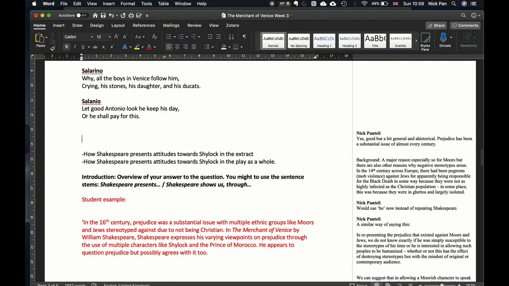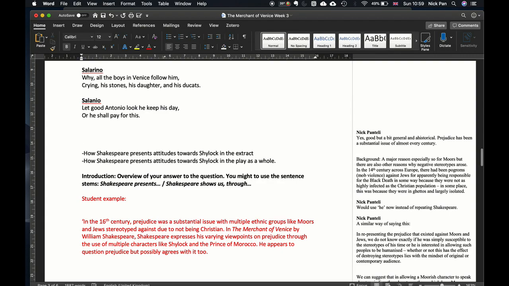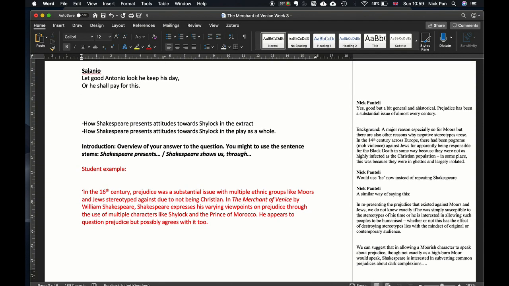So how would we go about answering this? Well, as we know, we have about 45 minutes in the exam to do this justice. In the introduction, we need an overview of the answer to the question. So we might use the sentence stems: Shakespeare presents, or Shakespeare shows us, that prejudice was a substantial issue with multiple ethnic groups, like Moors and Jews. This is adapted from a student example that I tutor.